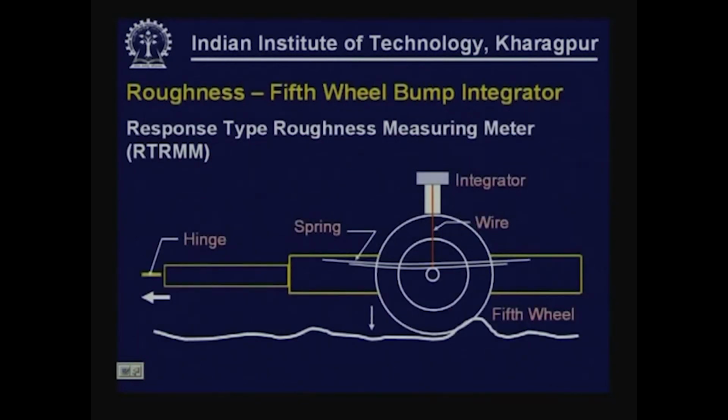The roughness in terms of bump integrator value is normally measured using an equipment called the fifth wheel bump integrator. This comes under a class of roughness meters known as response type roughness measuring meters.